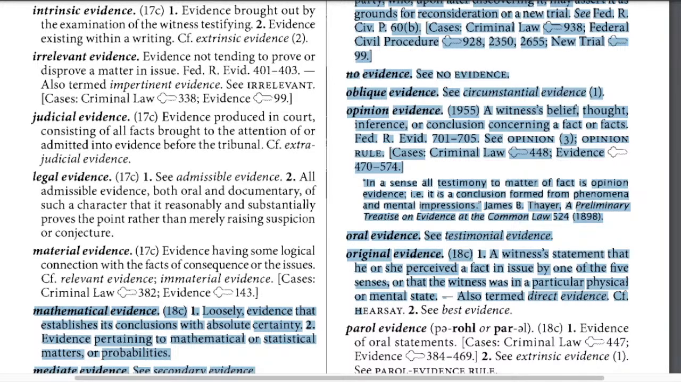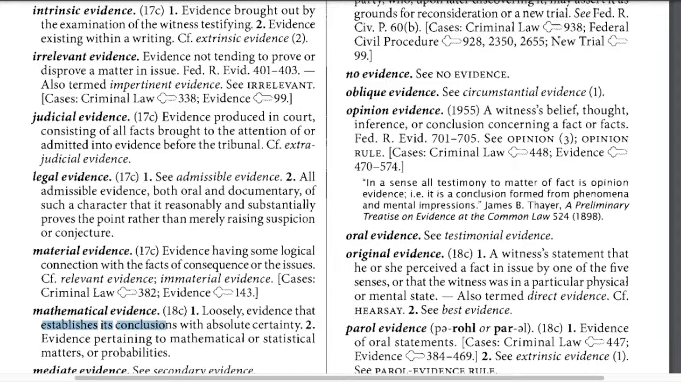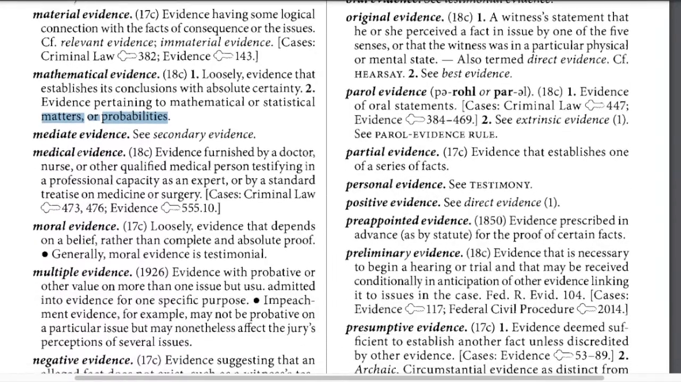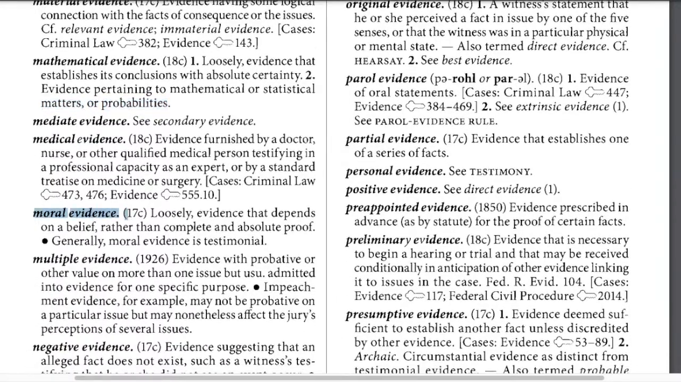Mathematical evidence, 18th century, loosely: evidence that establishes its conclusions with absolute certainty. Wow. Second: evidence pertaining to mathematical or statistical matters or probabilities. A little bit different definition there. Medical evidence, moral evidence. Wow, 17th century, loosely: evidence that depends on belief rather than complete and absolute proof. Generally, moral evidence is testimonial. And that is testimonial evidence, moral evidence. Another interesting one right there.